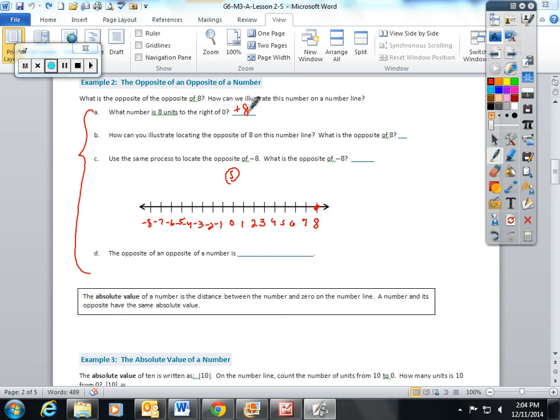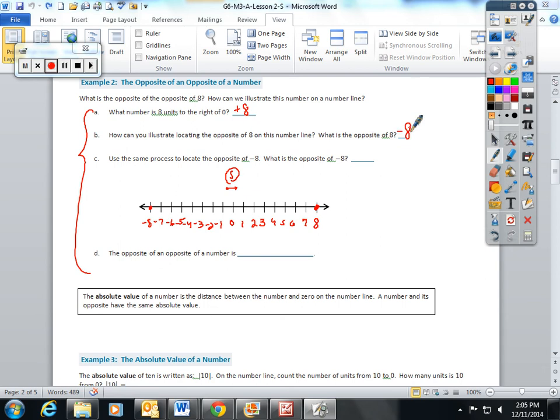How can you illustrate locating the opposite of 8 on this number line? What is the opposite of 8? Well, if 8 spaces to the right of 0 was positive 8, I'm going to go 8 spaces to the left. Okay, and that is going to be negative 8.